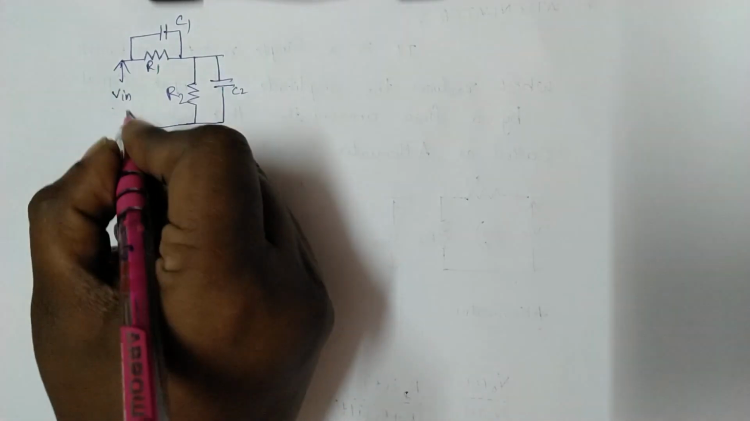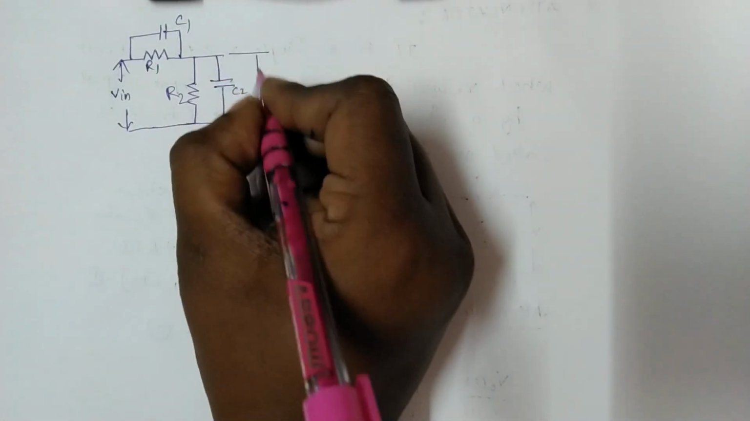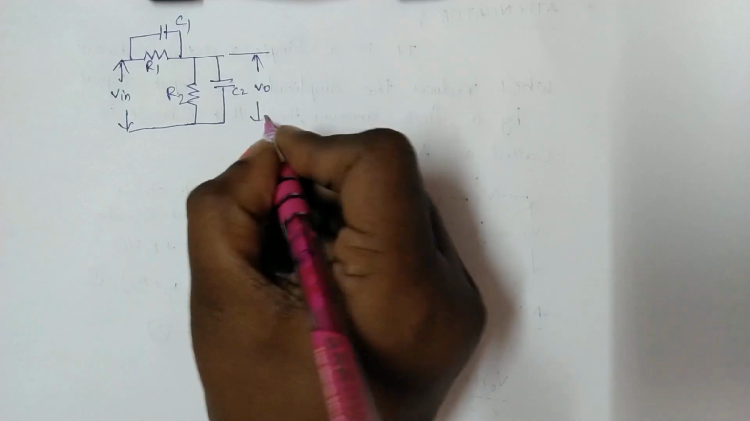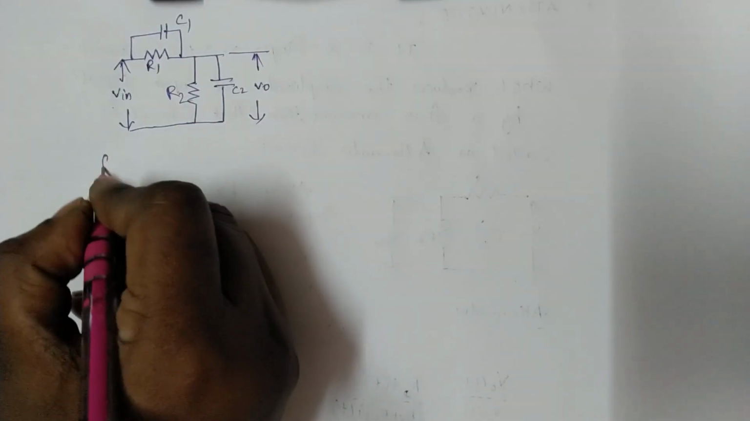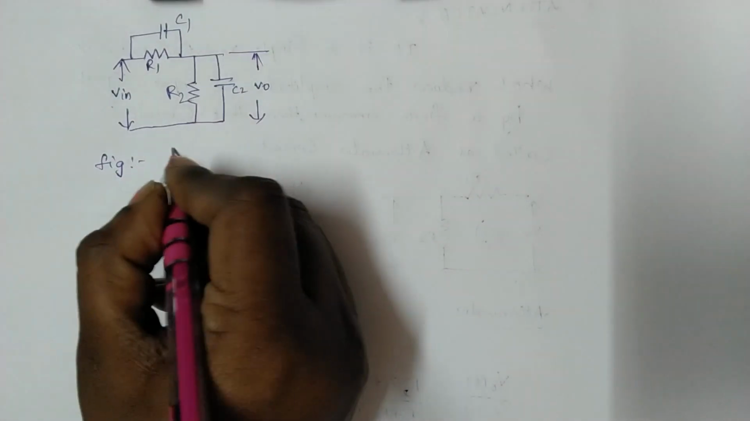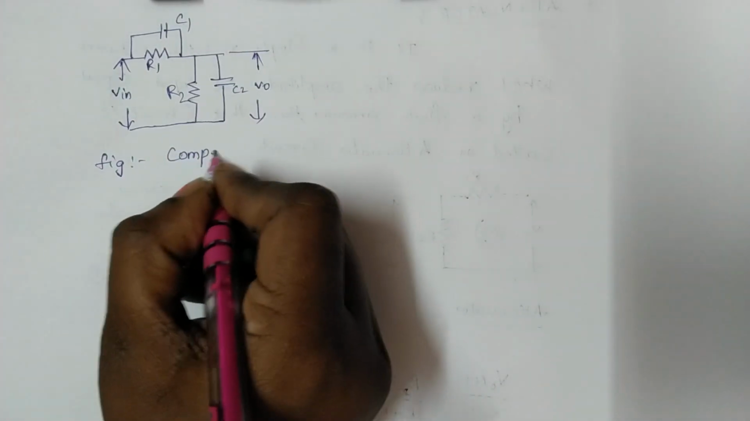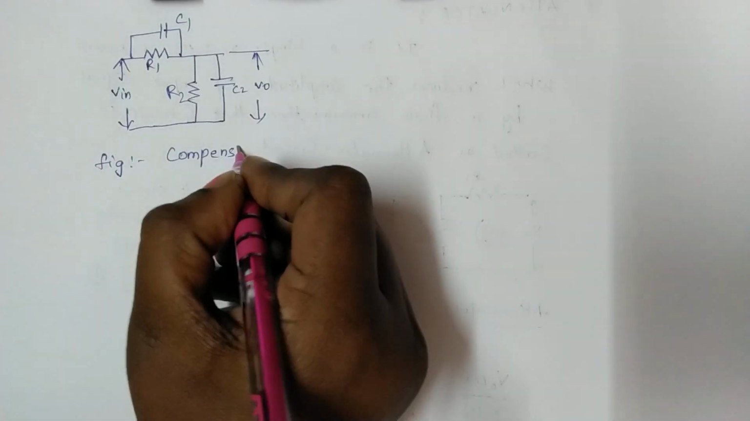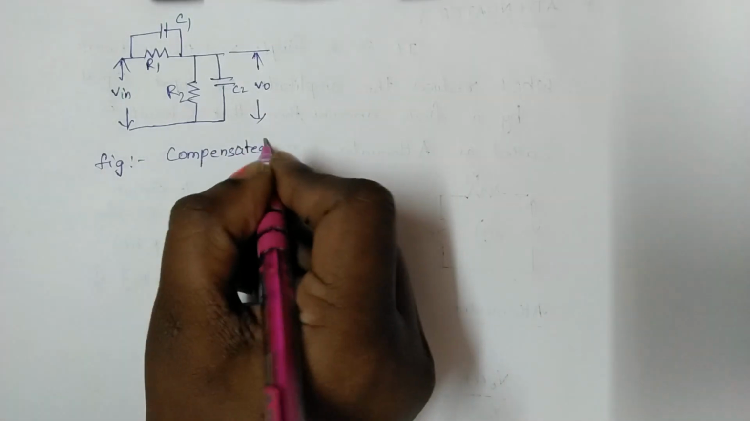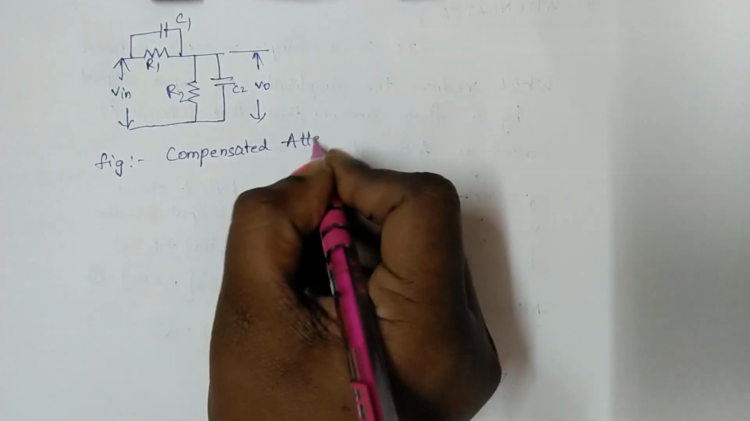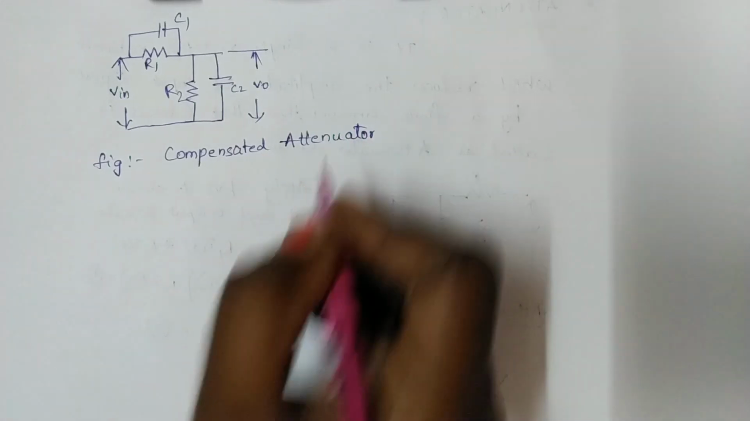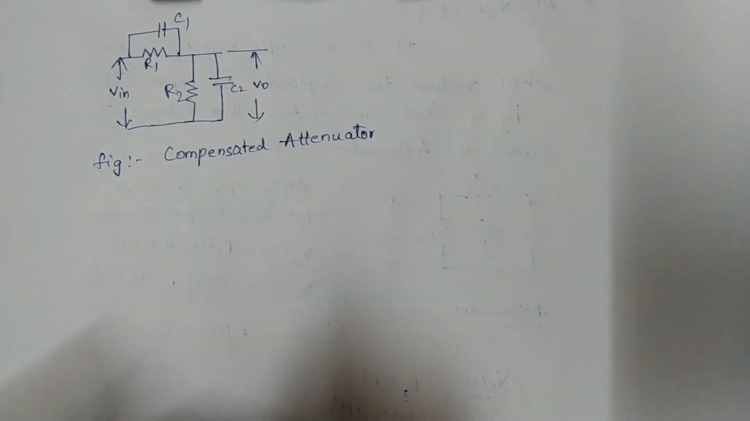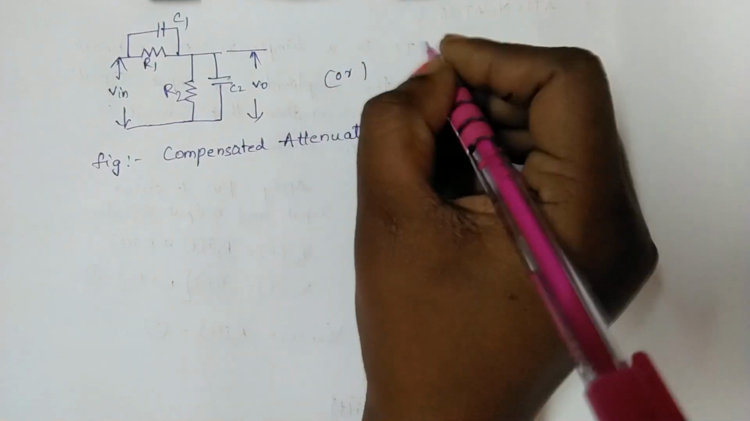Here we will give the input. Across this R2, we will collect the output. This figure is called a compensated attenuator. It is also called a four-arm bridge, or we can also draw it like this.